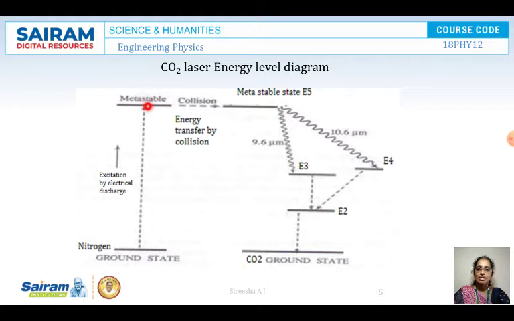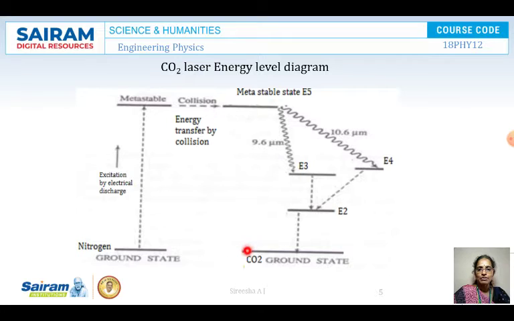Now the atoms in the metastable state of nitrogen collide with the carbon dioxide atoms lying in the ground state of the CO2 molecule, and the ground state CO2 atoms are brought to the E5 state of the CO2 molecule. Energy is transferred by the collision. So energy transfer by collision takes place because of matching of energy levels.